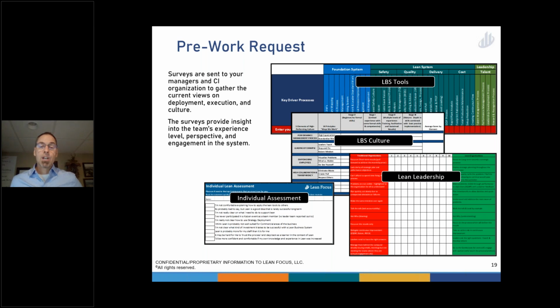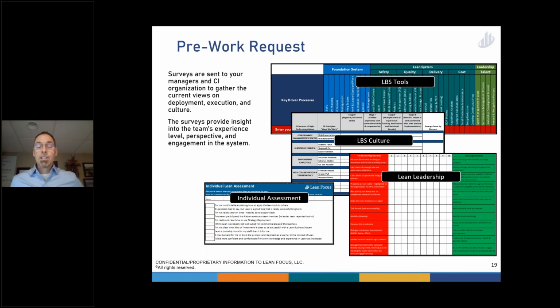We also talk about the culture. Looking at the culture, some examples of this might be: we go see for ourselves. Going to Gemba is part of the culture that we have. Leaders teaching, is that part of the culture? And we ask the people filling out these surveys just how strong is that evident in the current culture.